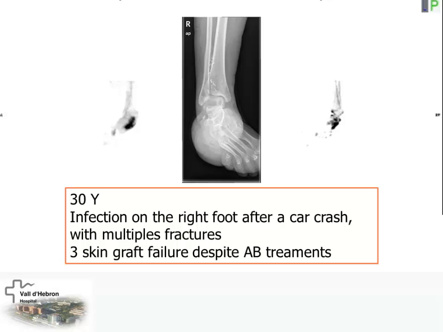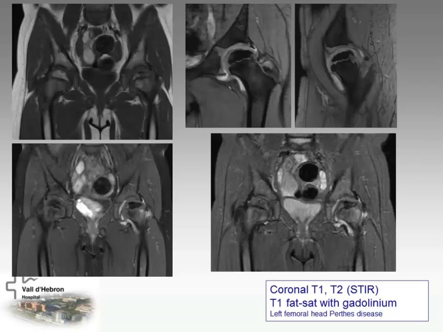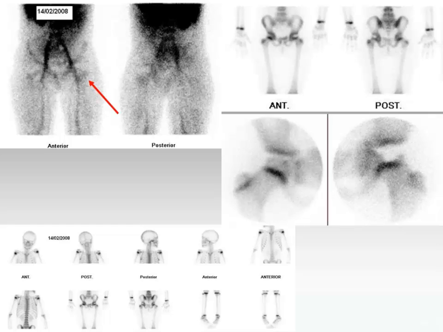Okay. Well, going to Perthes disease. This is a 4-year-old boy with suspicion of Perthes disease, with an abnormal left femoral head on the X-ray, concordant with the MRI imaging. And these are the bone scan images, in this case with two phases, with an inflammation in the blood pool image, with a cold area on the pinhole images of both hips: right hip completely normal, left hip with a cold area with a lateral pillar.